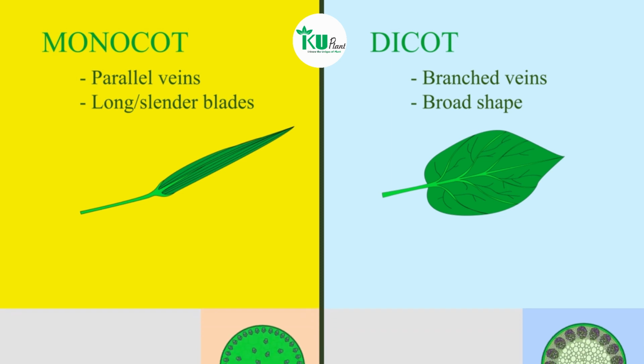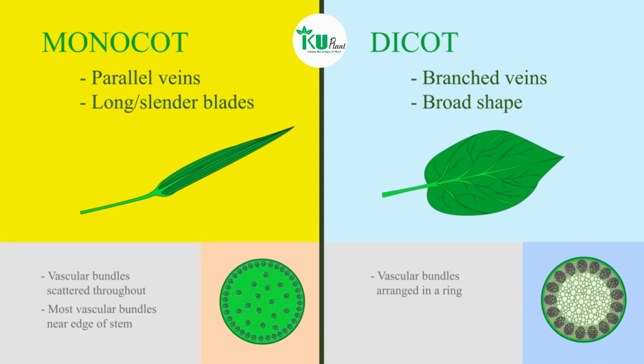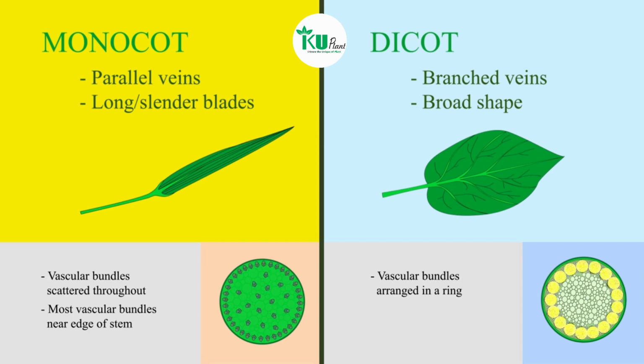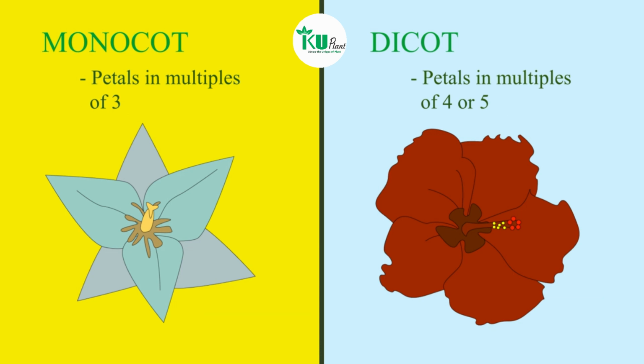The stems leading up to these different leaves are also different. Monocots have their vascular bundles scattered haphazardly, although most are found near the edge of the stem. Dicots, however, have their vascular bundles arranged in a ring. There is also a difference between the flowers of the plants in each group.